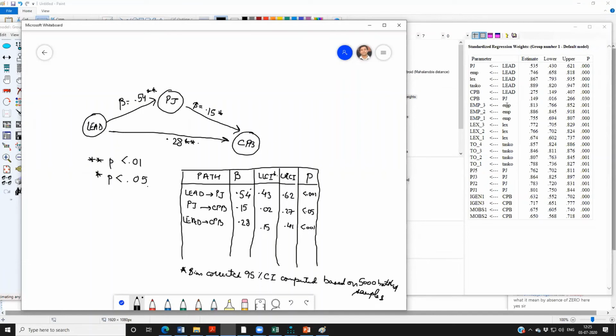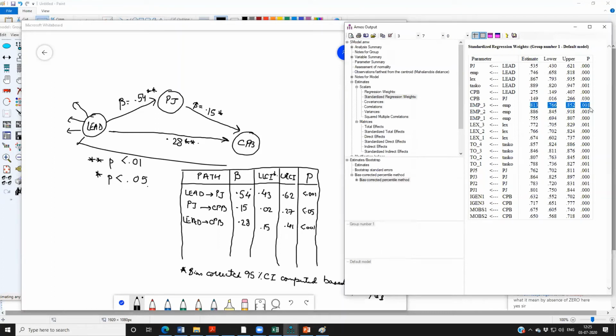Now the same thing you can do even when you are measuring for the items of your latent constructs. So you see you have EMP, EMP3 when you are reporting CFA results. The same kind of table you can draw. You can say that this was my loading, EMP3 on EMP, it was 0.81. The standardized loading is 0.81, lower limit is 0.77, upper limit is 0.82, and it is significant at 0.01.